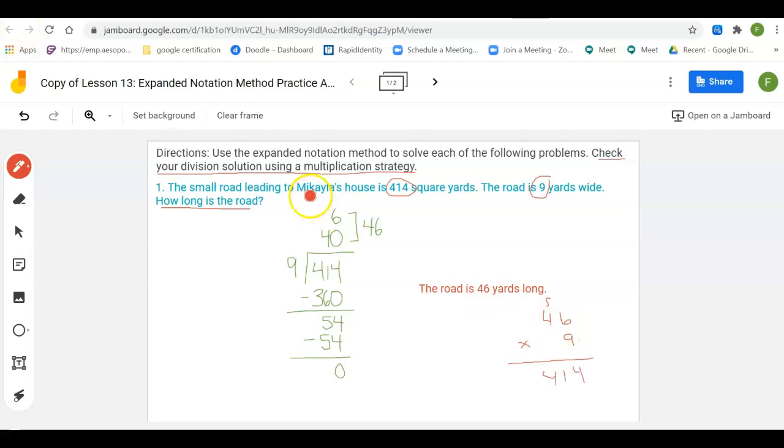And when I check my answer using a multiplication strategy, I used basically the inverse operation. So what was my answer here? The quotient was 46. So 46 times 9, and when I do that, I get a total of 414, which is the same as this number. So I know that my answers match. And when I check my work here, if they match, that means I did it the correct way. So go ahead and finish up these.